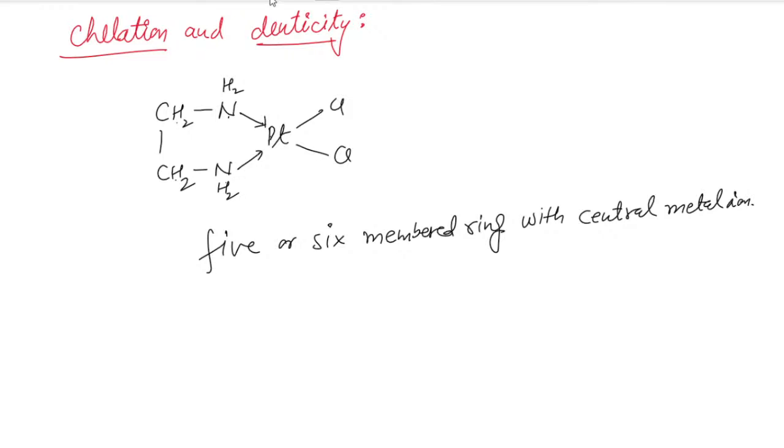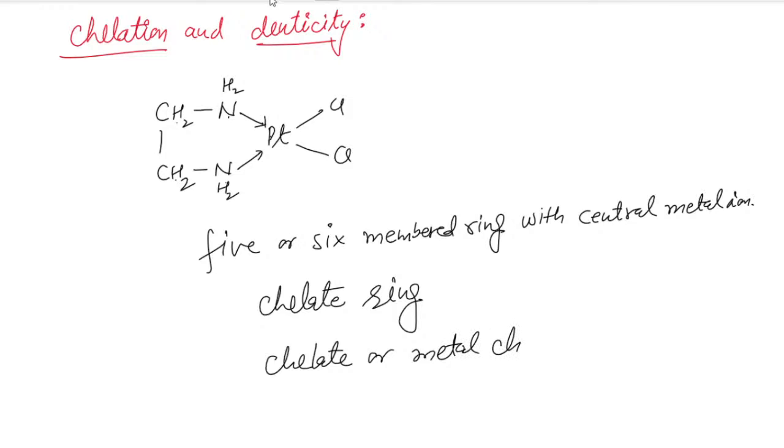Then the ligands are known as chelating ligands, and the ring formed is called chelate ring. That ring formed is called chelate ring, and that complex which is just formed is called chelate or metal chelate. Okay, and this property is called chelation. This whole property is called chelation.